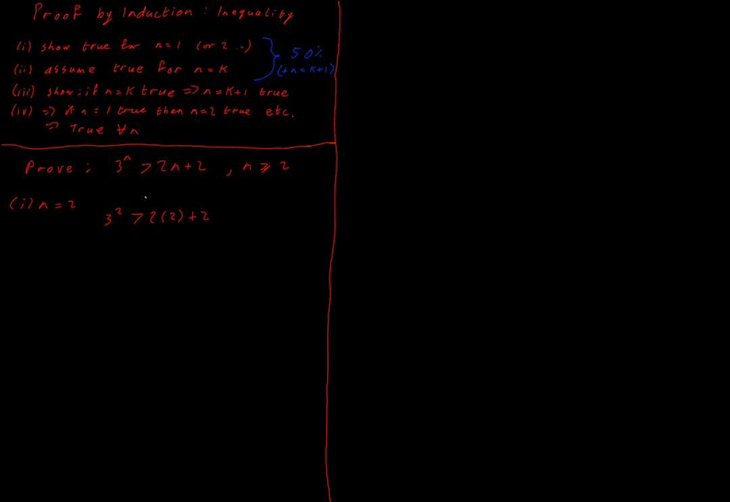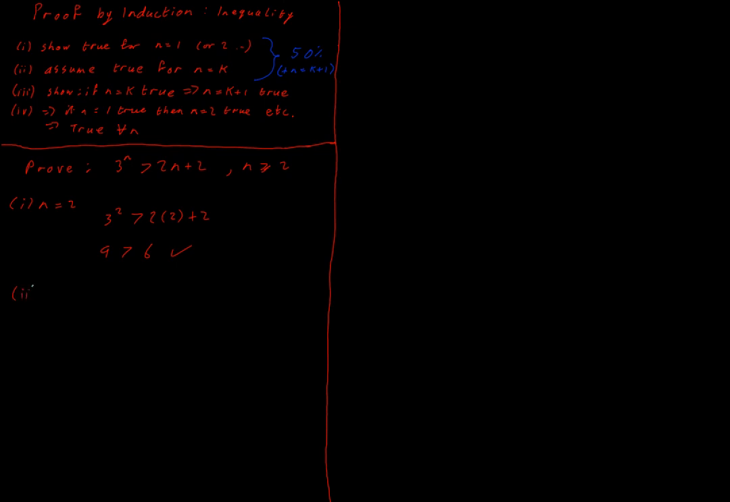So I sub in n is equal to 2, my smallest value of n, and I'm going to end up with 9 is greater than 2 by 2 is 4, plus 2 is 6. 9 is indeed greater than 6, therefore my relationship holds for my smallest value of n.